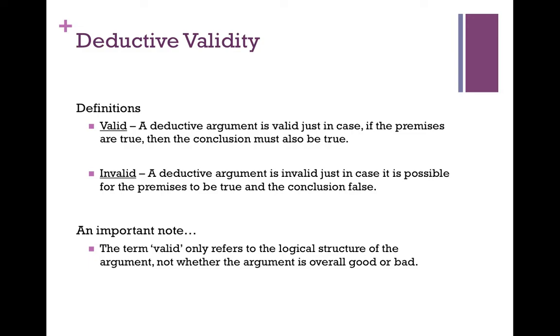Now, when we talk about validity, this refers to the logical structure of the argument. And as I said a long time ago, a deductive argument is valid just in case if the premises are true, then the conclusion must be true. Whereas a deductive argument is invalid if it is possible for the premises to be true and the conclusion to be false. So if you have a deductive argument and you can conceive of any way possible for the premises to be true, and also imagine in the same scenario the conclusion being false, then you can prove that it's invalid.